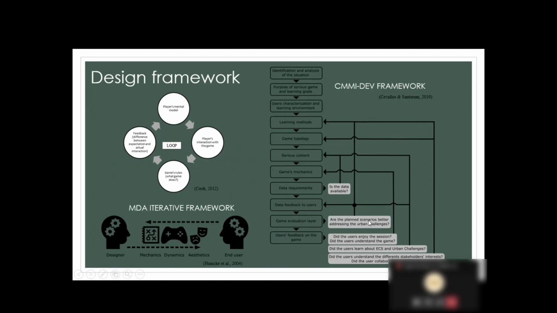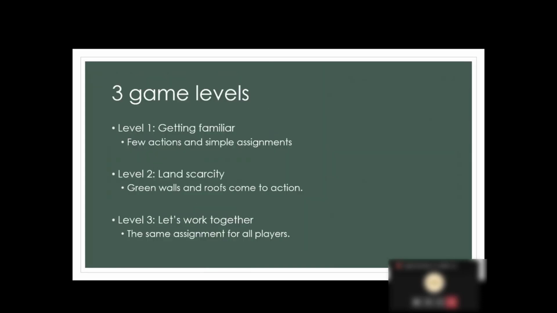The game evaluation layer is used to see if players are learning something, because we are talking about a serious game, so players are supposed to learn something, and the user's feedback. All of this information is used for the iterative design, going back and reviewing the previous steps to achieve what you want in the serious game. So this is what I'm trying to use to define and set up the serious game.